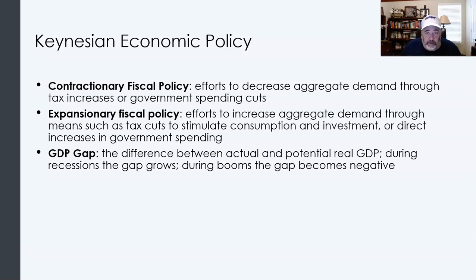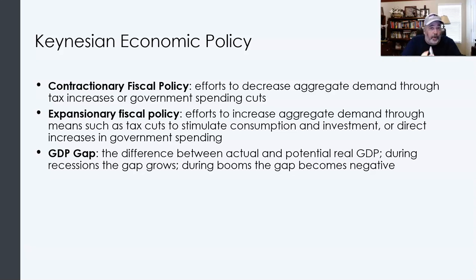Contractionary fiscal policy is efforts to decrease aggregate demand through tax increases or cuts in government spending. And expansionary fiscal policy is efforts to increase aggregate demand through means such as cutting taxes to stimulate consumption and investment, or direct increases in government spending.